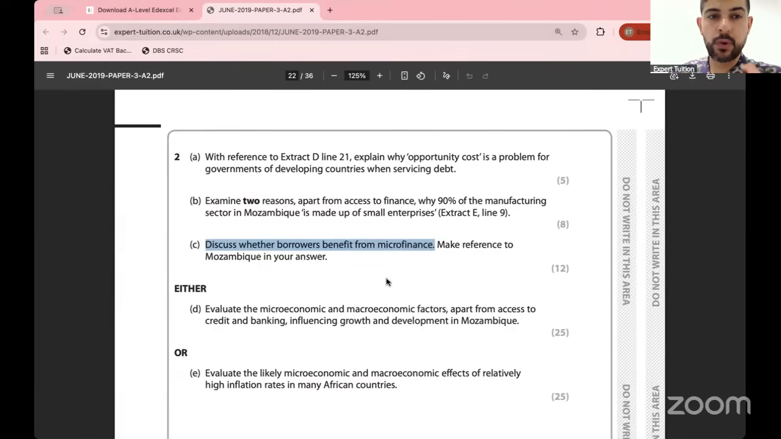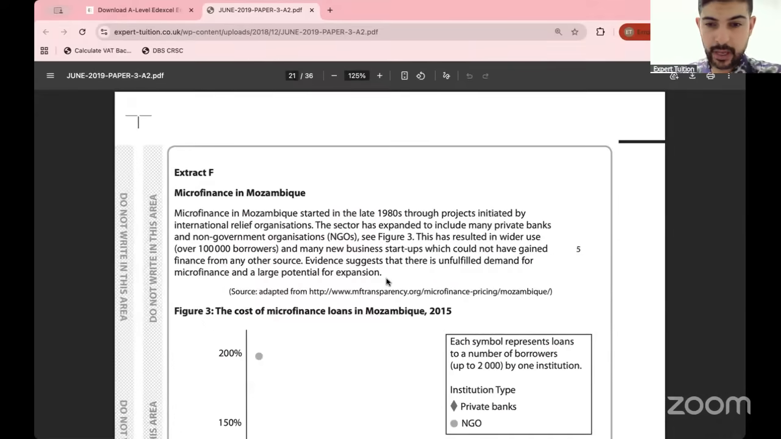As quickly as possible, I want you guys to now incorporate the data. So you would say something along the lines of microfinance has enabled, and then where is it? Open quote, many new business startups which could not have gained finance from any other source. In other words, these businesses have set up purely because of microfinance schemes. So you quote that, right? And now you say firms, and remember the extract and the figure and the question you just did a second ago was about the manufacturing sector. So let's contextualize it. Let's talk about manufacturing firms.